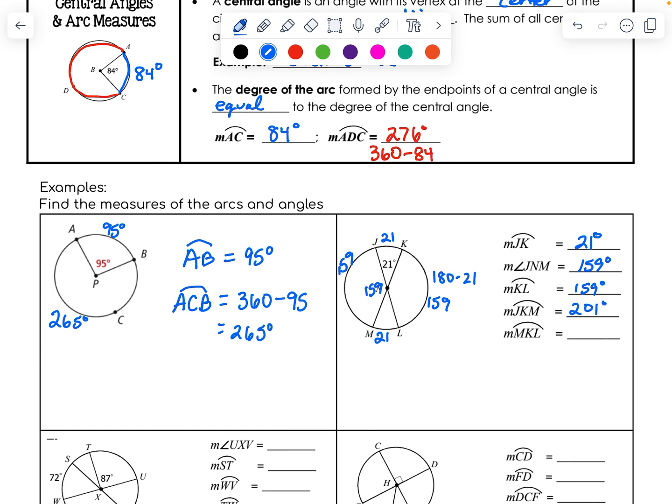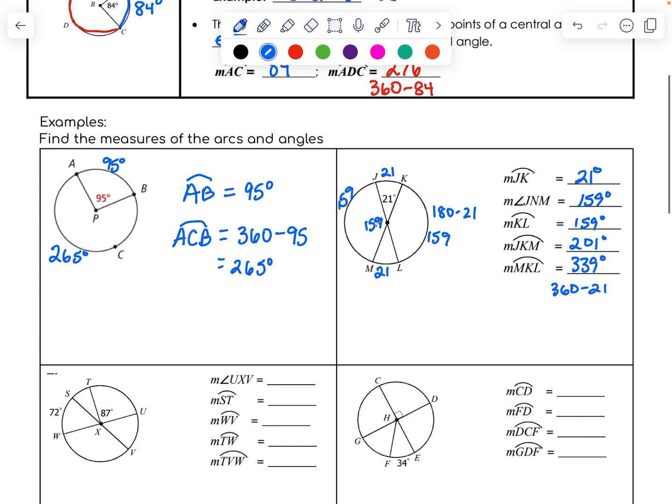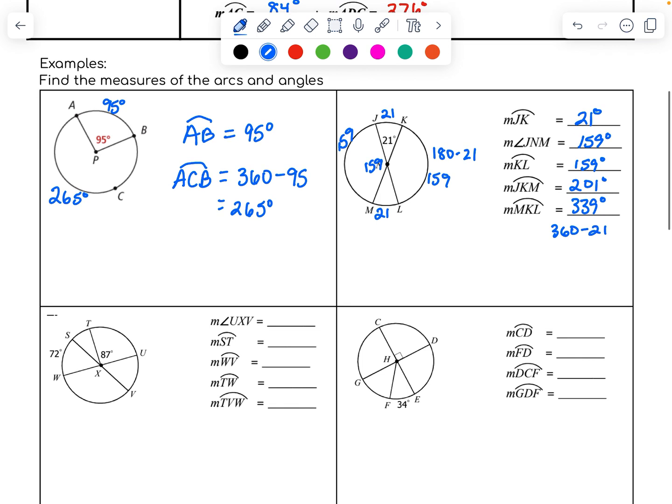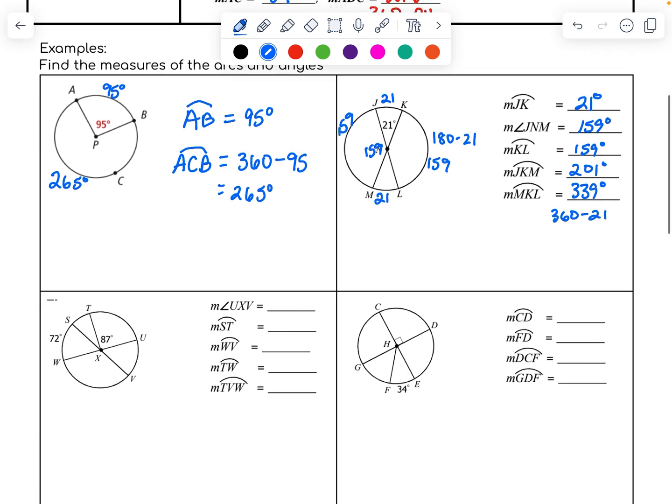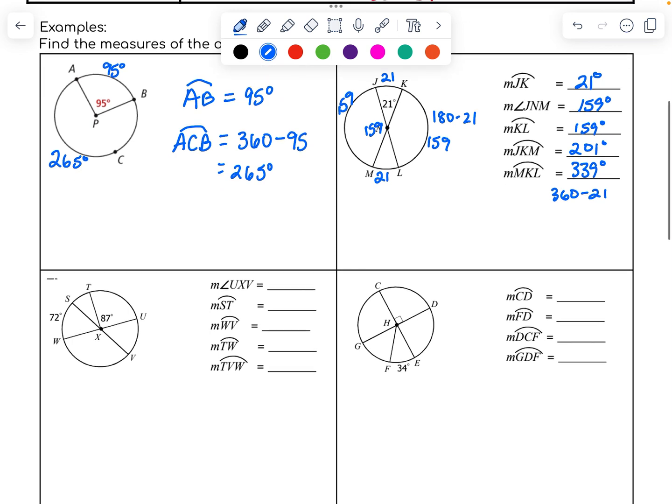And then MKL, so we're going to go MKL. So that's the whole circle minus a little part. So I would take 360 minus that little part. We get 339 degrees. So that's how we kind of use our arc measures. So kind of just continue with that idea for our last few examples.